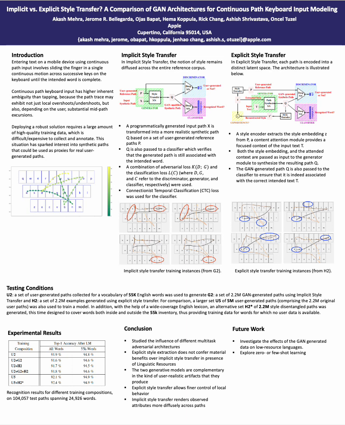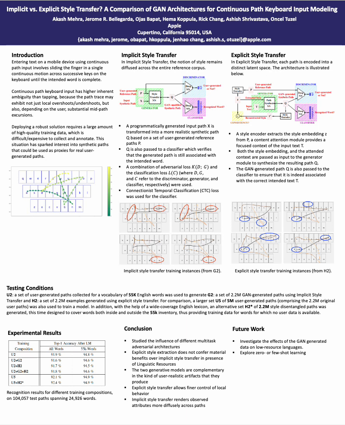We had access to a set called U2, which is a set of user-generated paths collected for a vocabulary of 55,000 English words. And it was used to generate a set G2, which is a 2.2 million GAN-generated paths using implicit style transfer, and another set H2, which is a set of 2.2 million examples that are generated using explicit style transfer. For comparison, we also use the largest set, U5, comprising of 5 million user-generated paths.